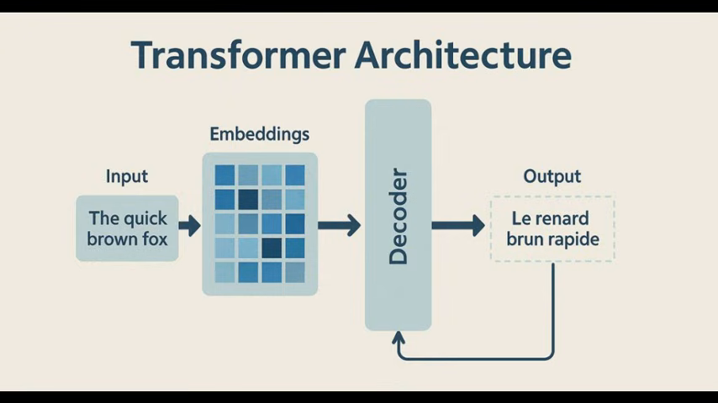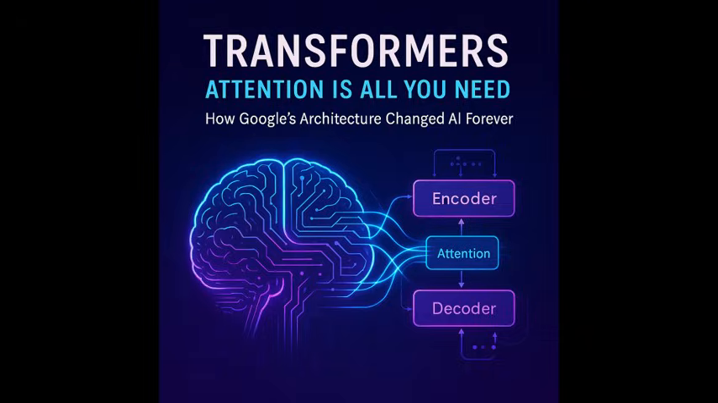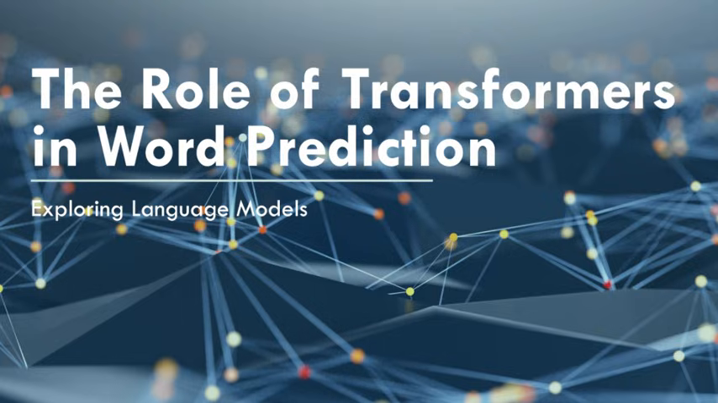But what exactly is a transformer? How does it understand which words are important? What is attention? And how can something as simple as predicting the next word lead to systems that can write, reason, summarize, and even generate code?